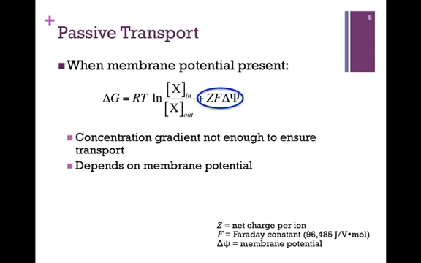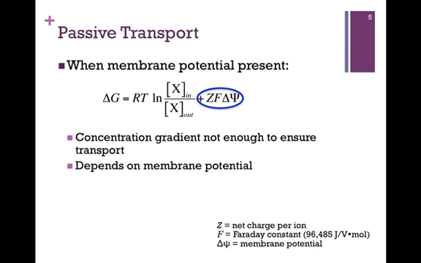But in fact, there is a membrane potential, and so to complete our expression for the free energy change of transport, we need to include an expression in our equation. And that's highlighted by the blue oval here. The expression is Z times F times delta psi. Z is the net charge per ion, F is Faraday's constant, and delta psi is the membrane potential.